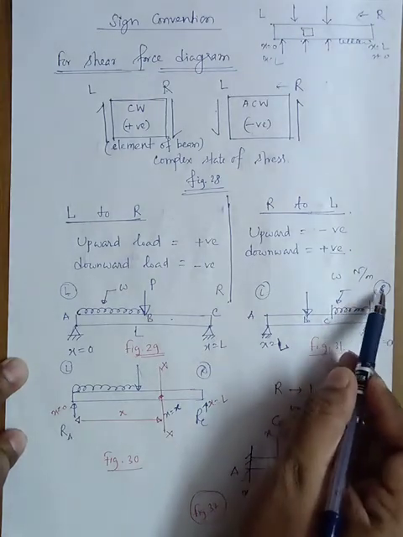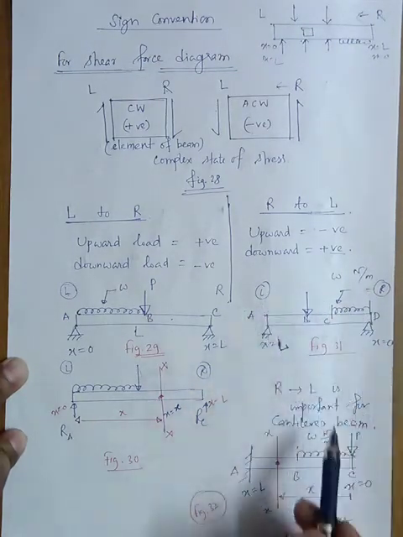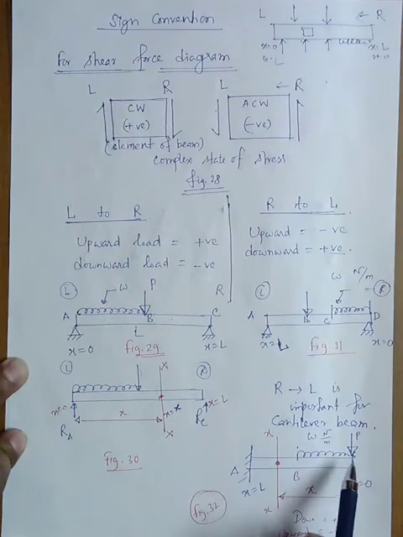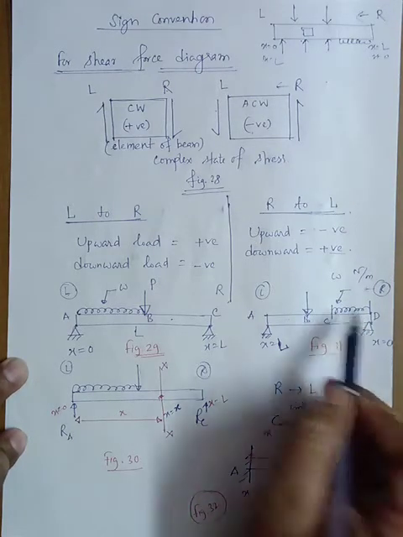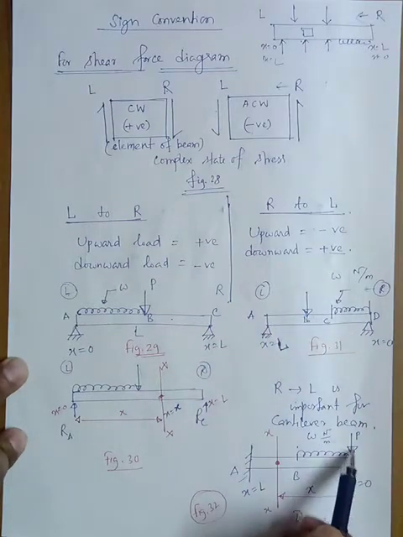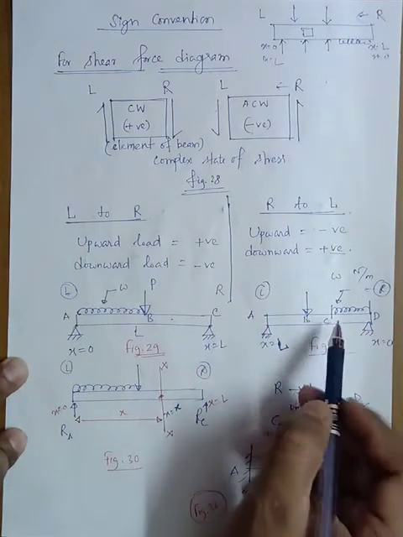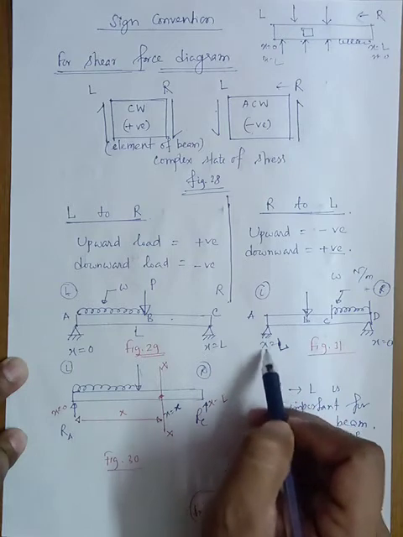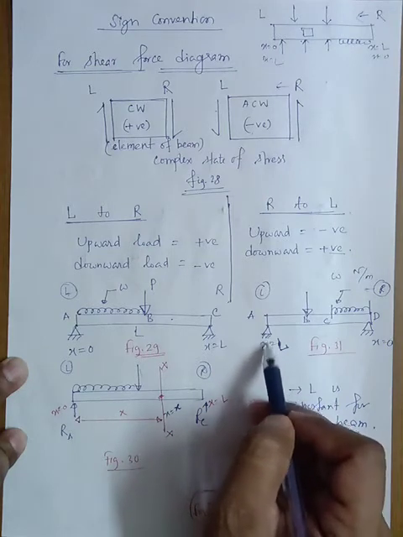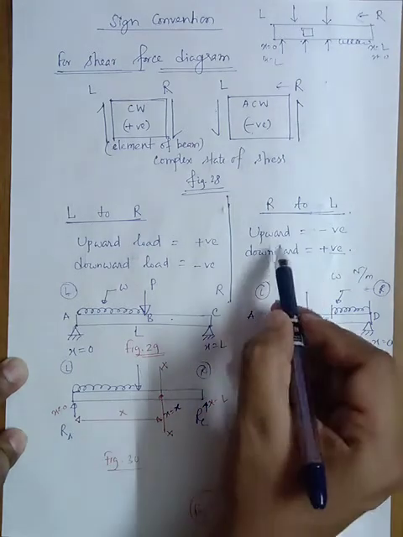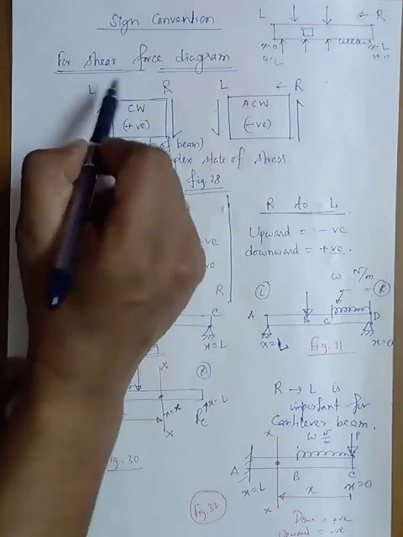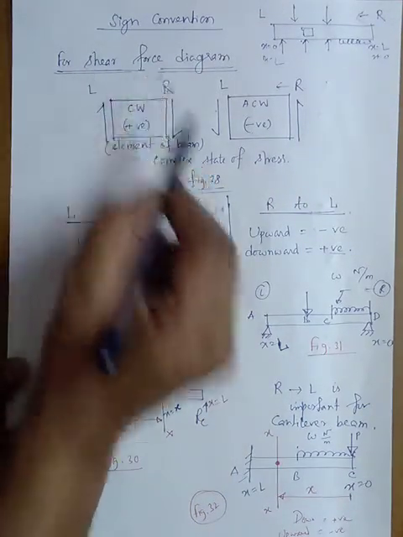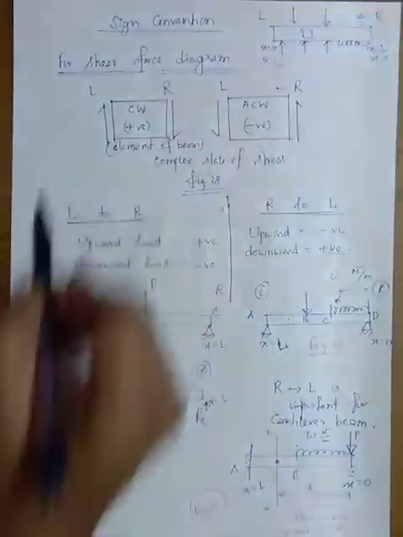Okay, so here from the right hand side to the left hand side we are moving, so that is why all the forces which will be acting in the downward direction will be positive forces, and all the forces which will be acting from the downside, that is the upward forces, will be taken as negative. Okay, so to calculate the shear forces, we will follow this sign convention.